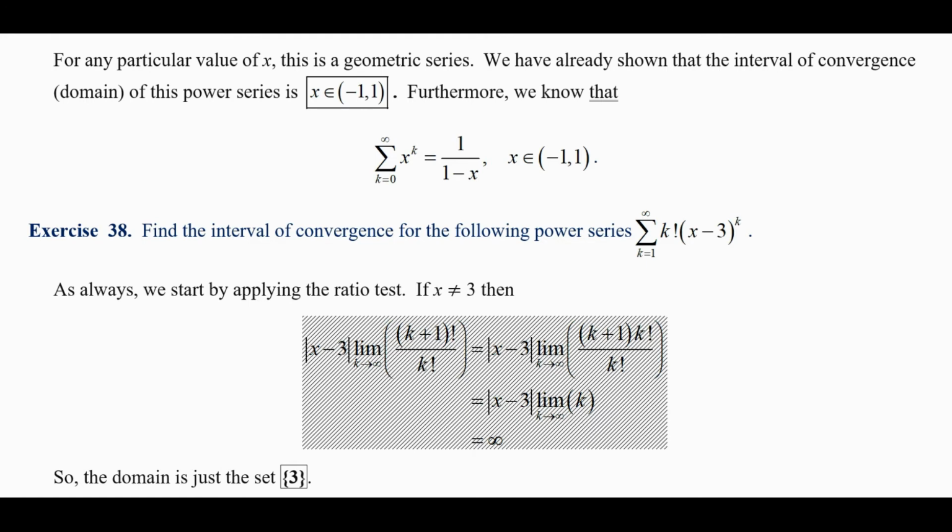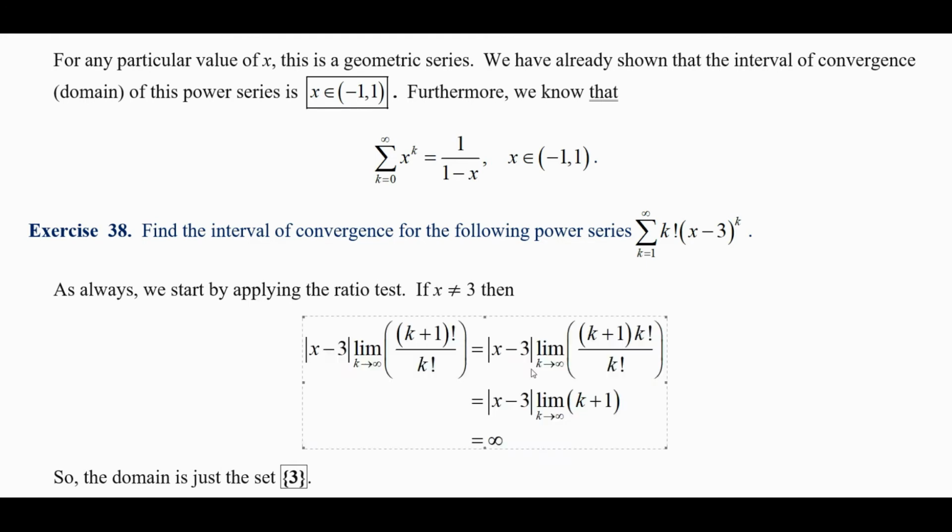That's still infinitely big, right? And so that goes to infinity. So it diverges all the time except when x equals 3, the place where it's centered. And so the domain is just the set containing 3. When x is 3, all of the terms are 0, and it does converge.